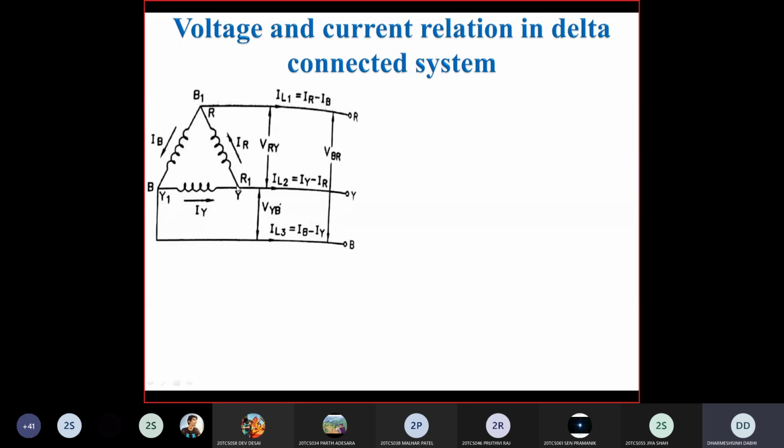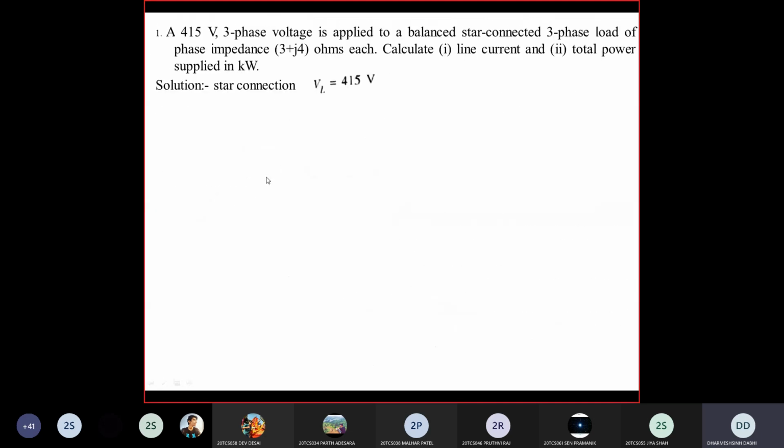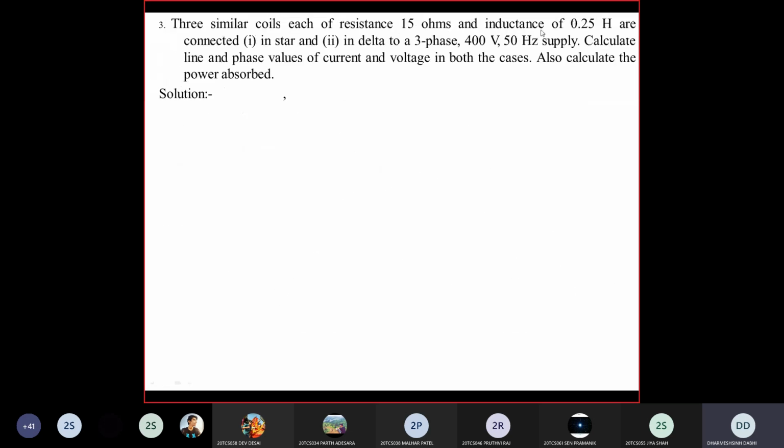So each coil has resistance and inductance given. Clear? So from these two values you can find out impedance Z. R is given, L is given. L is inductance, so from the inductance you can find out XL, the inductive reactance, that is 2 pi F into L.